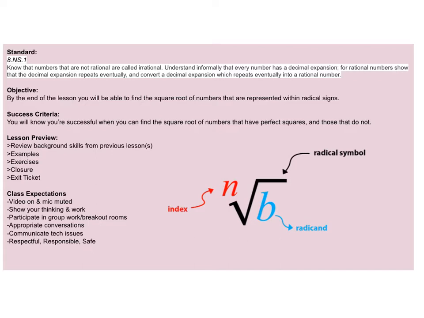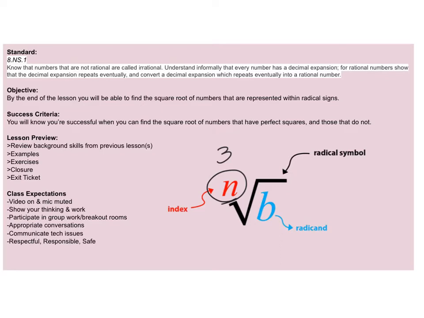One thing I do want to point out too is a couple of vocabulary words. So you see this picture down below. This N on the outside, this is called our index. And if it's blank, then it just means that it's automatically a 2. It's an invisible 2. But sometimes there's a 3 there or a 4. And that means that you're finding the cubed root of something or the fourth root, I don't know how to really say it, of something.